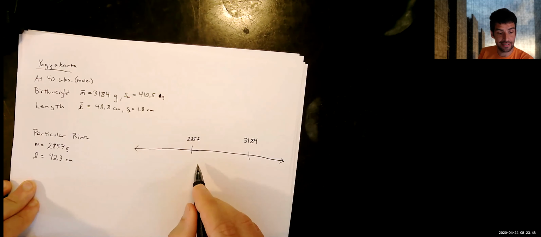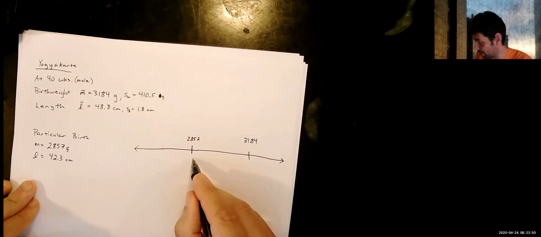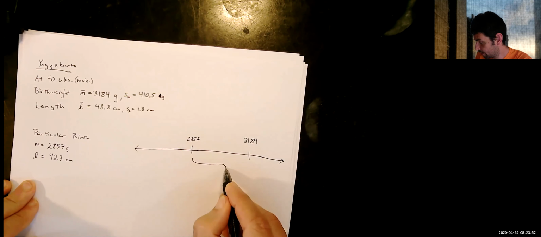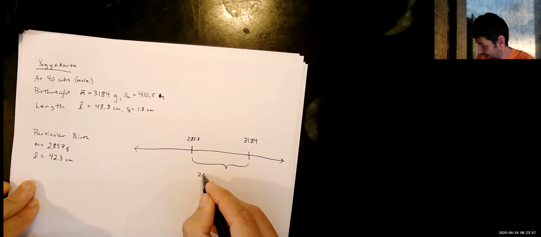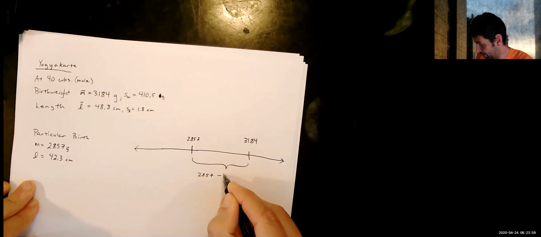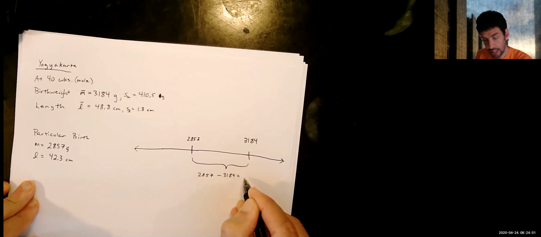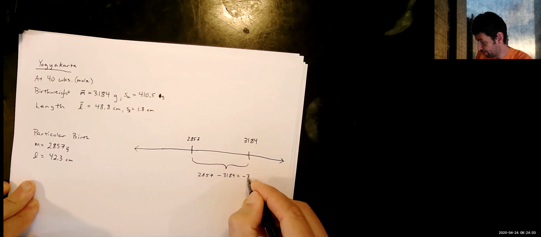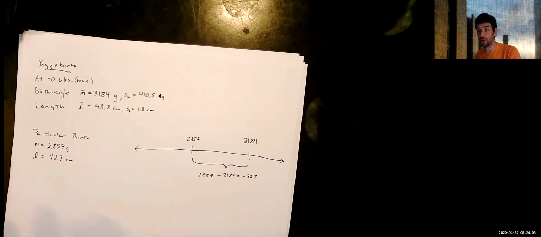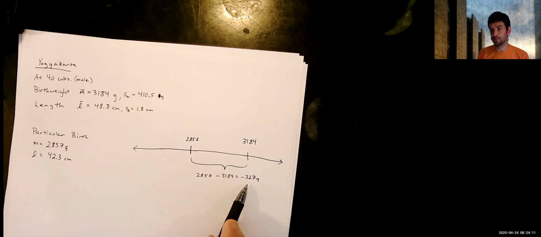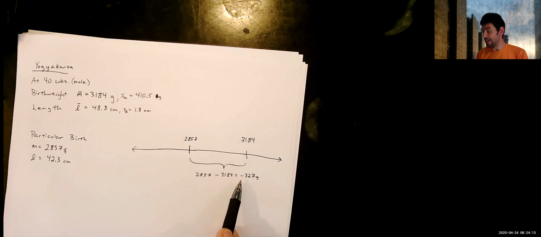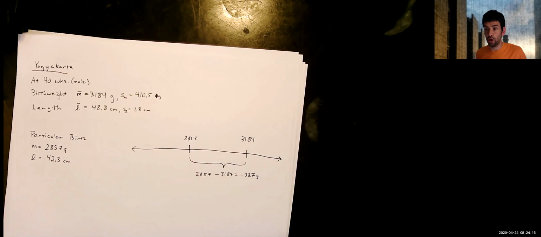First of all, let's find out how far below this thing is. In other words, what's this distance? So I'll take 2857 minus 3184 is negative 327. Remember, this is grams. Okay. I'm going to put the units on this part for a particular reason we'll see in a moment. So the negative here indicates that it's below weight, right?